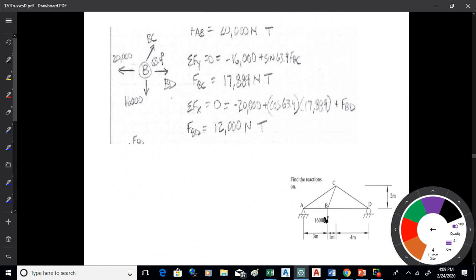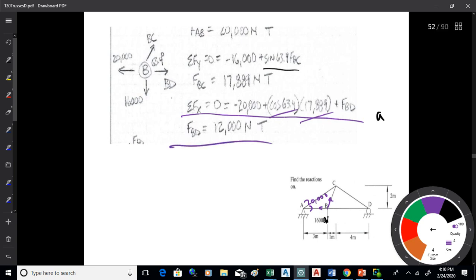So I go to joint B. I got the 16,000 down. I got sine of that angle, which is 63.4 up. So FBC is 17,889 up. It's pulling up, so it's tension. And then I put everything into sum of Fx. I got the tension in AB, which is 20,000 to the left. I got BD to the right, and I've got cosine of the angle times 17,889, positive. Okay, so for BD, it's 12,000. So we good with this? We got any questions on this stuff? That's the basics on that, okay?